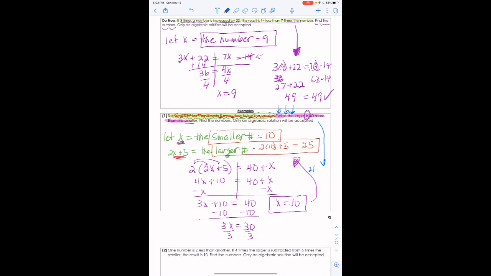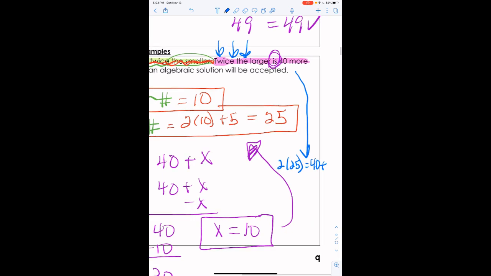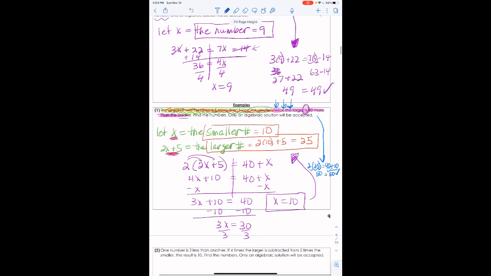So twice the larger number, which in my case is 2 times my 25, is 40 more than the smaller number, which is 10. So I'm going to put my 10 in here. And then 2 times 25 is 50. 40 plus 10 is 50, and it really does equal. So I just plugged it right back into my words.